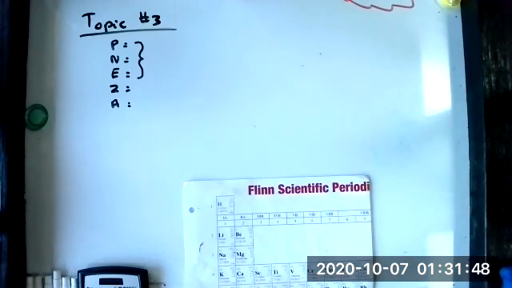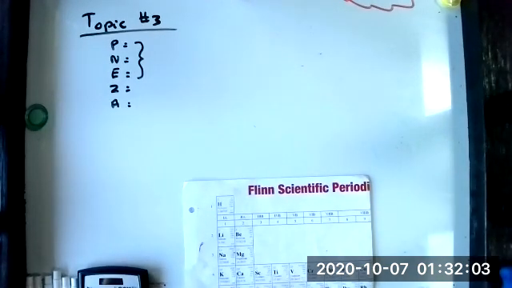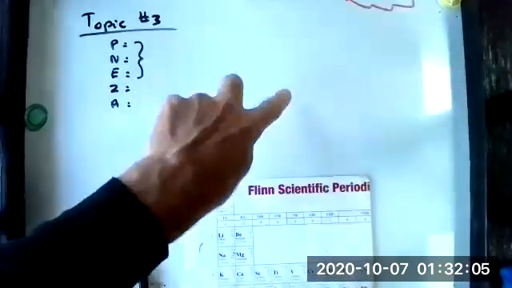I'm going to give you an element, and you're simply going to tell me how many protons, neutrons, electrons. That's it. Topic 4 is going to expand on topic 3. So watch how topic 3 turns into topic 4.